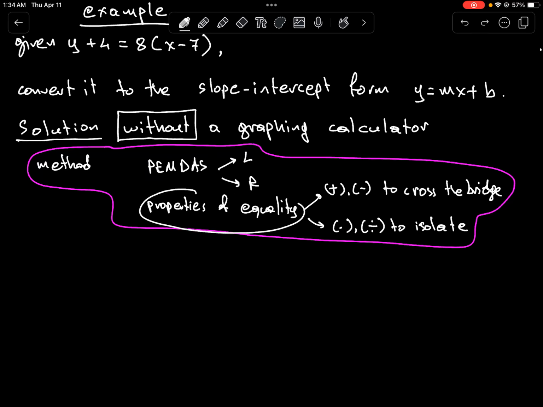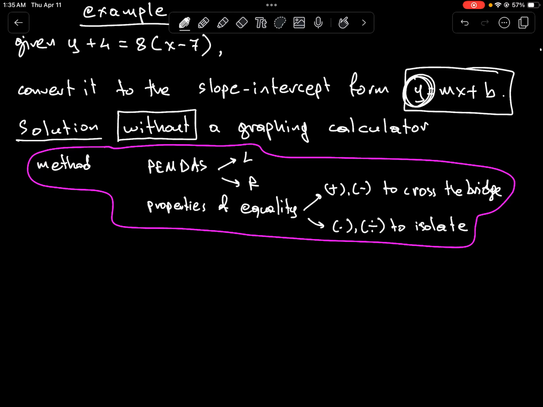Okay, and why do we need to isolate anything? Because if we look at the slope-intercept form, y is isolated. Also, there are no parentheses, nothing. It's as simple as possible. All like terms are combined. There's no structure basically here. That's why it's unique. We'll break it down completely.